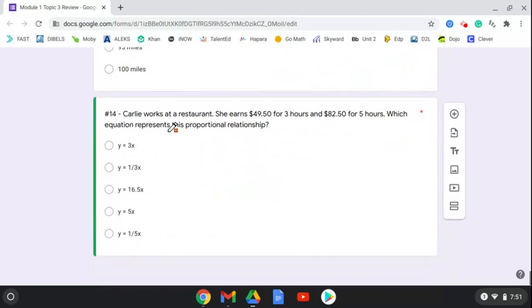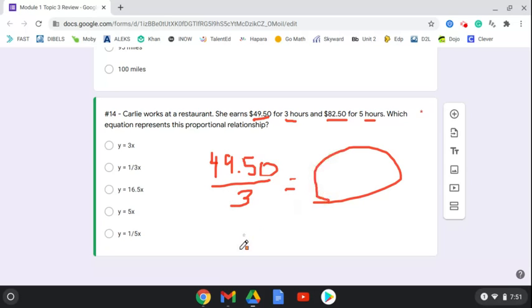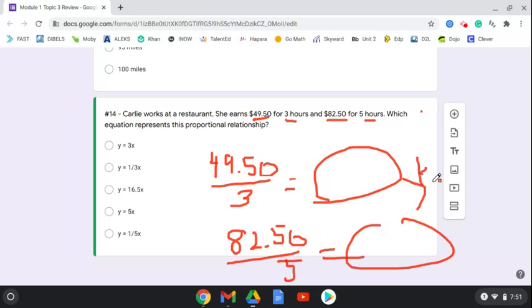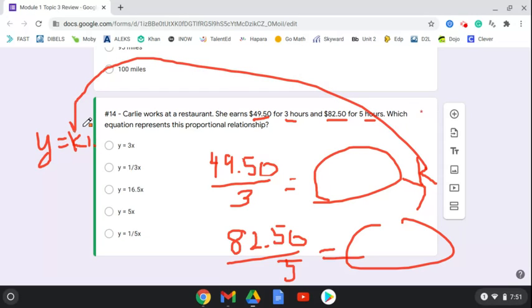And finally, number 14, Carly works at a restaurant. She earns this much in 3 hours and this much in 5 hours. And so which equation represents the proportional relationship? Well, you need to take your cost, 49.50, over the number of hours. What's 49.50 divided by 3? That will give you some number. And then take 82.50 and divide by 5, and that should give you the same number. And so this would be your k. And so that's what you're going to plug into the relationship y equals kx. Whatever k is, put it in right there, and then select which one of these that it is.